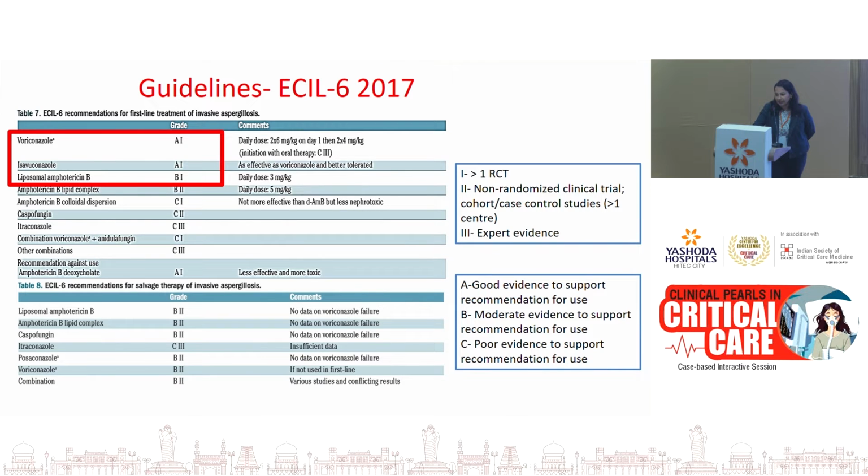These are the guidelines for the management. As we know, the azoles, the voriconazole is the first line of therapy. Isavuconazole has also been included as a grade A1 evidence, as it is non-inferior to voriconazole. And wherever we have a suspicion of mixed infection with the aspergillus and mucormycosis, we should be going ahead with isavuconazole or posaconazole.